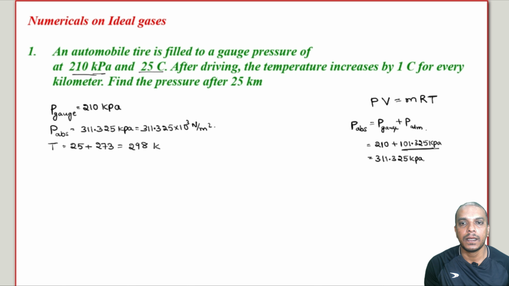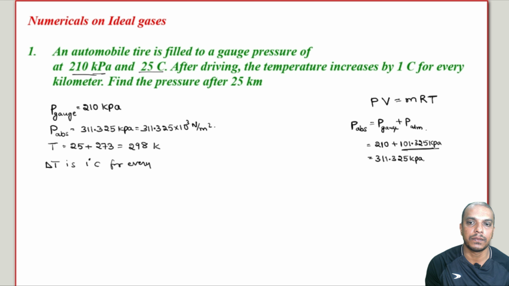Okay. After driving, the temperature of the tire increases, right? So, after driving, temperature increases by 1 degree Celsius for every kilometer. So, delta T we can say is 1 degree Celsius for every kilometer. Find the pressure after 25 kilometers.